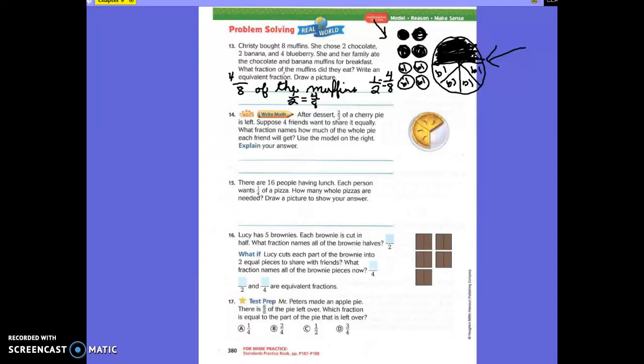All right, hot problem. After dessert, 2/3 of the cherry pie is left. 4 friends want to share it equally. What fraction names how much of the whole pie each friend will get? Use the model on the right and explain your answer.